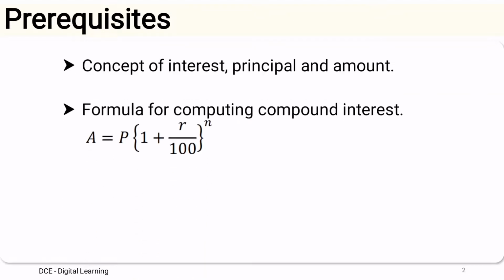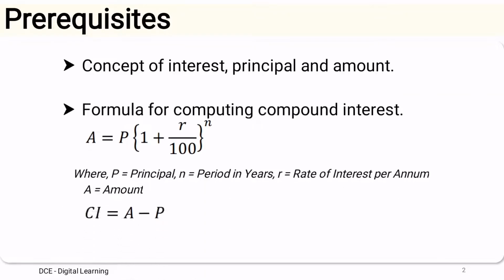The formula for computing the compound interest is A equals P into bracket 1 plus R divided by 100 raised to N, where P is the principal, N is the period in years, R is the rate of interest per annum, and A is the amount. CI equals A minus P, where A is the amount, P is the principal, and CI is the compound interest.